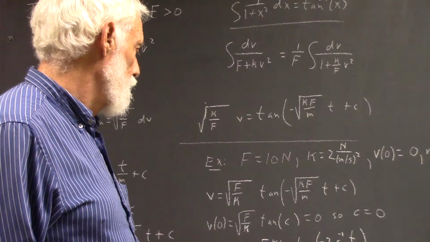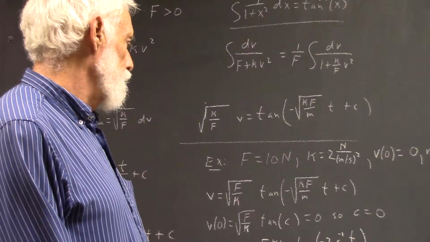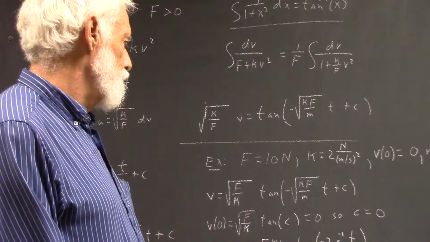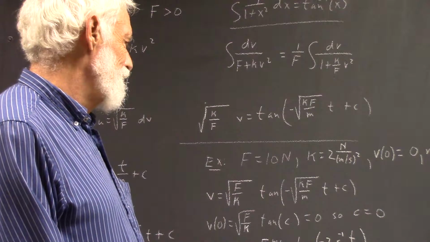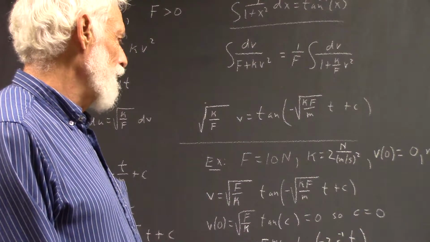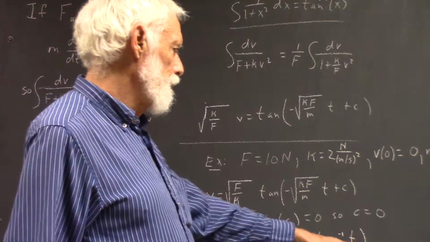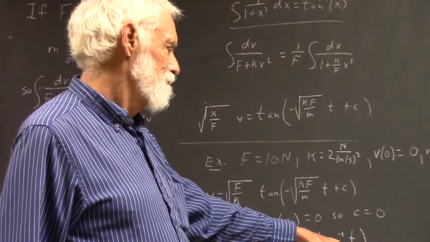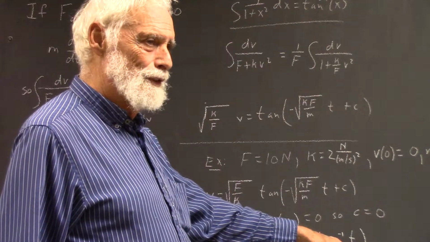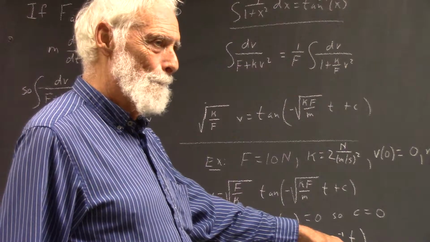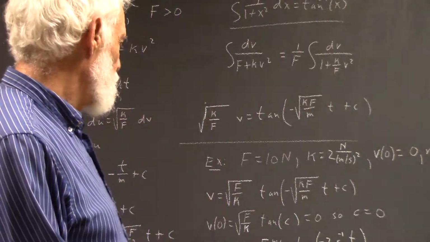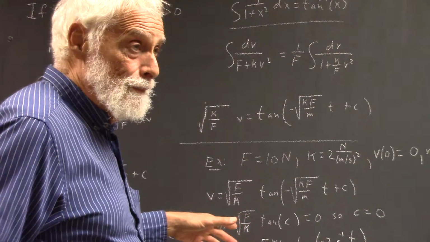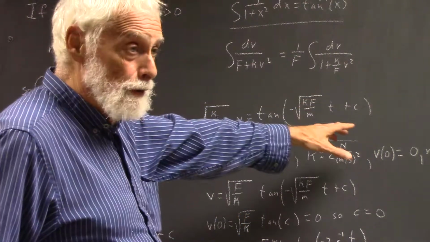So, this is not a very intuitive solution because this tangent is going to approach negative infinity as t approaches pi over 4 seconds. Okay? So there's something wrong there. So you've got to look at how to interpret these things. But I believe this is a valid solution.